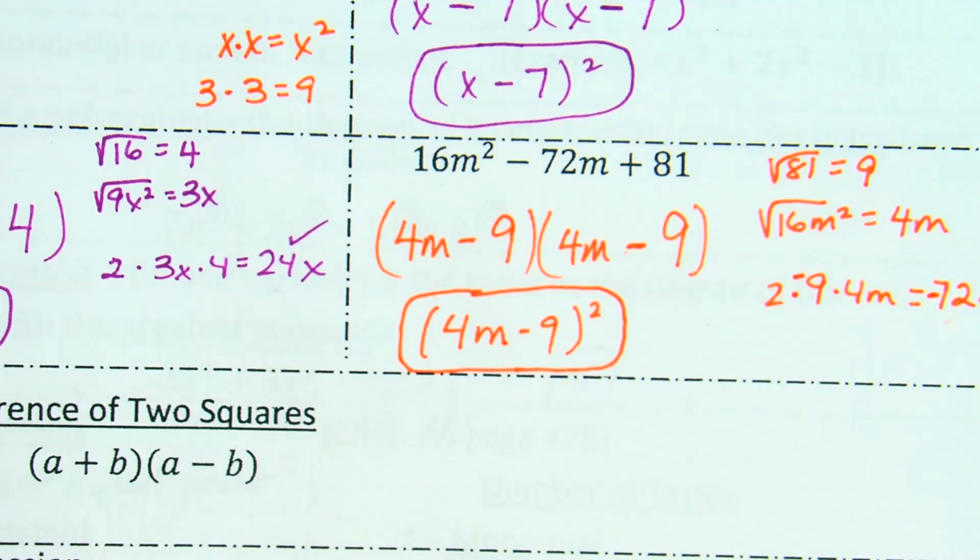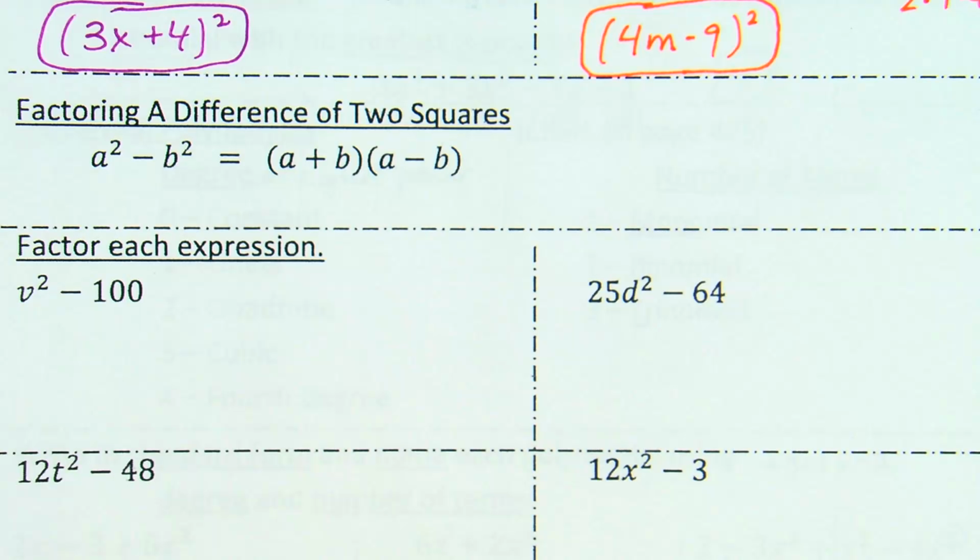As we factor a difference of 2 squares, you're going to notice that both pieces are perfect squares. Okay? And that they are being subtracted. And if they're both perfect squares and being subtracted, then you can do the square roots. The difference from last time is you have a plus and a minus in the middle. That's the only difference.